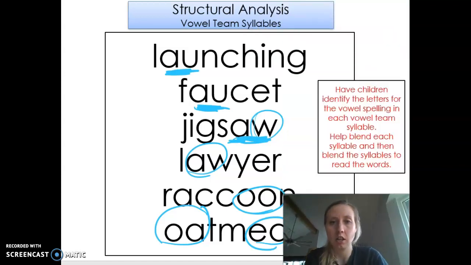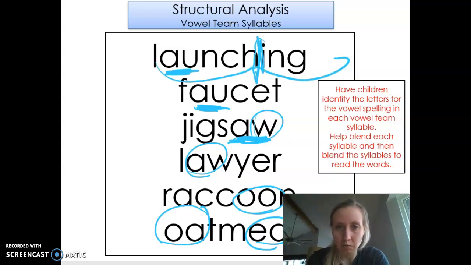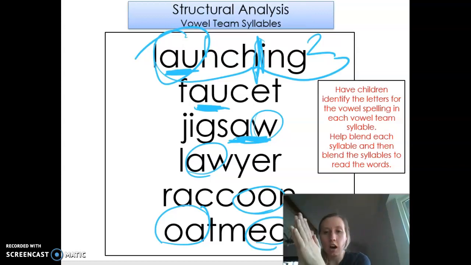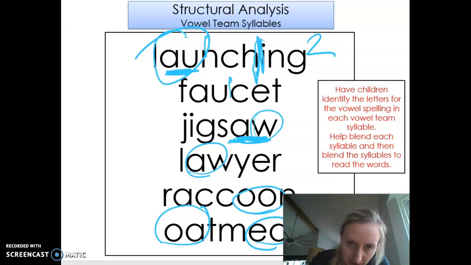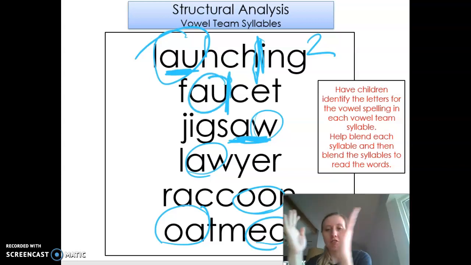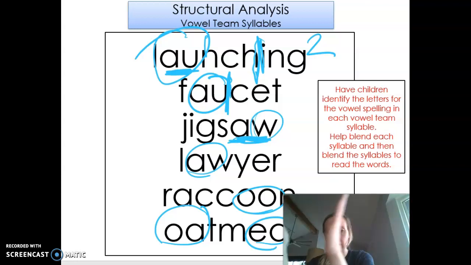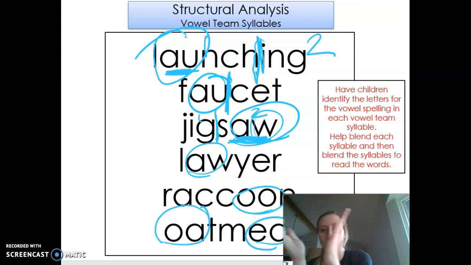Let's read these words. Launching. So I'm going to break it right here. Launching. Two syllables. My AU did not get separated. Okay, let's do faucet. Faucet. So my AU stays together. Faucet. Okay, let's do jigsaw. Jigsaw. So here's jig, and then saw. My AW stayed together.